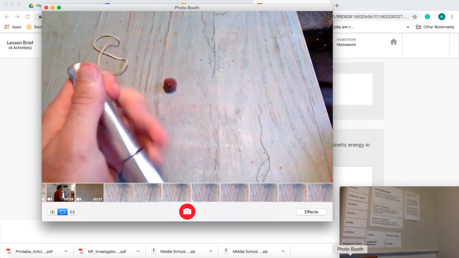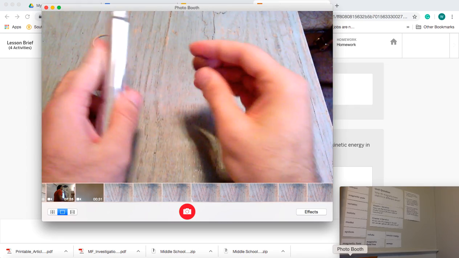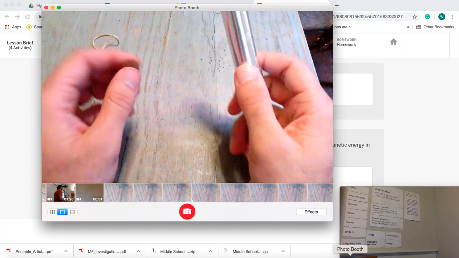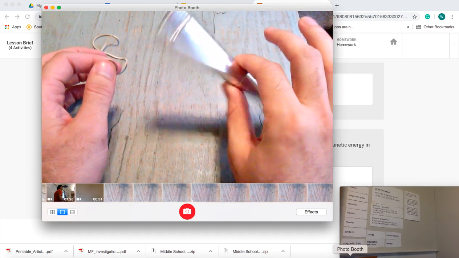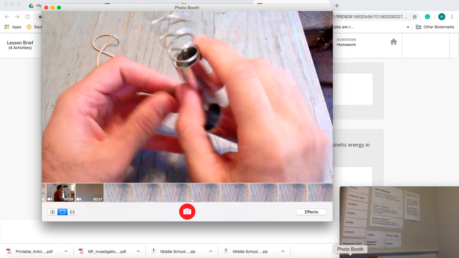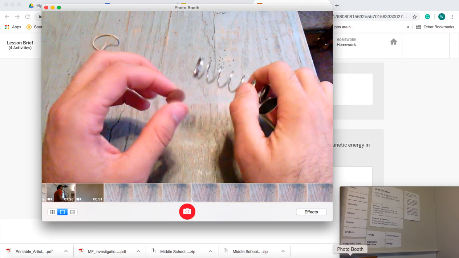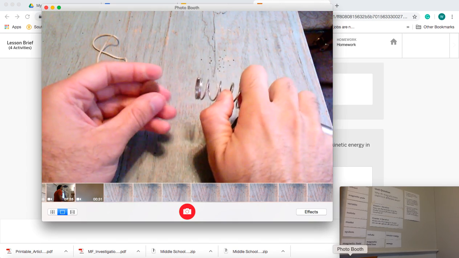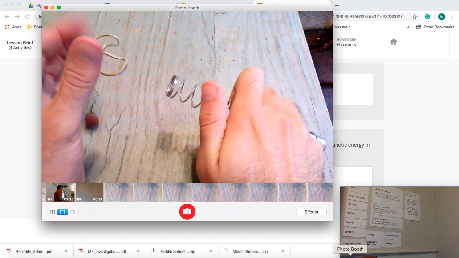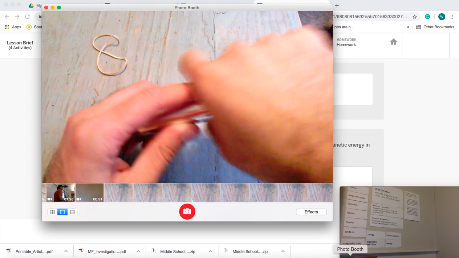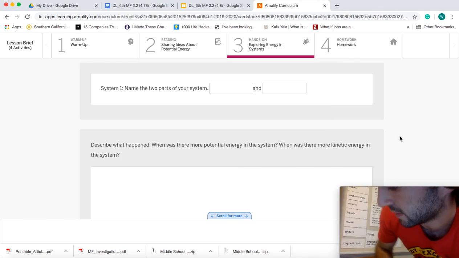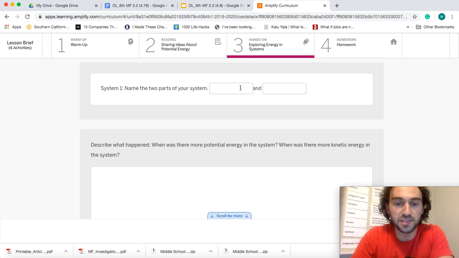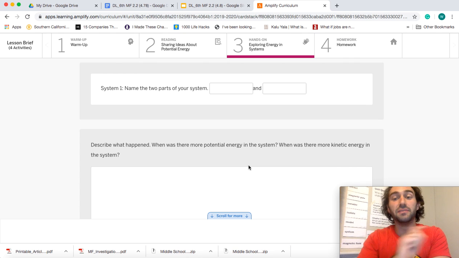There we go. So what happened was after I let go of the pom-pom ball, it turned into kinetic energy. And so the two parts of the system in place here are a pom-pom ball and a spring. What caused the pom-pom ball to turn from potential to kinetic was the force from the spring, right? So after you have force wound up in the spring, you let it go, and the pom-pom ball will fly. Those are a few examples that you are more than welcome to use here on this tab. Where it says System 1, name the two parts of your system. You're going to pick any of those examples I just used.